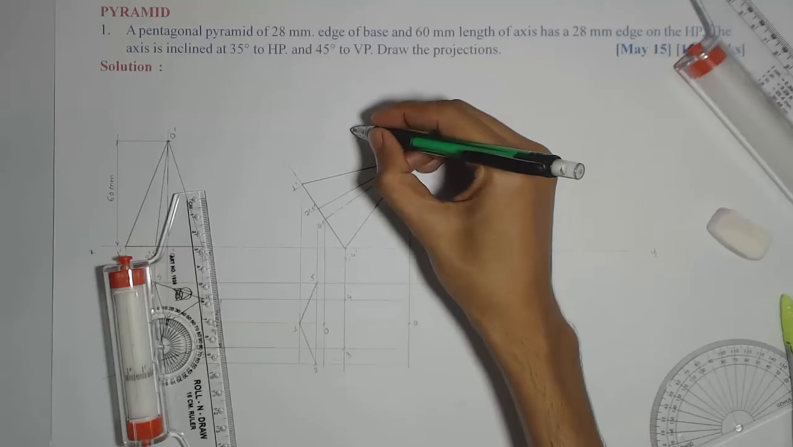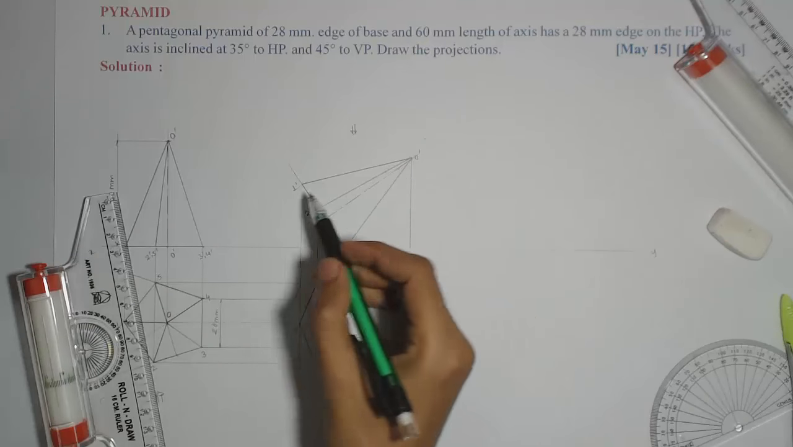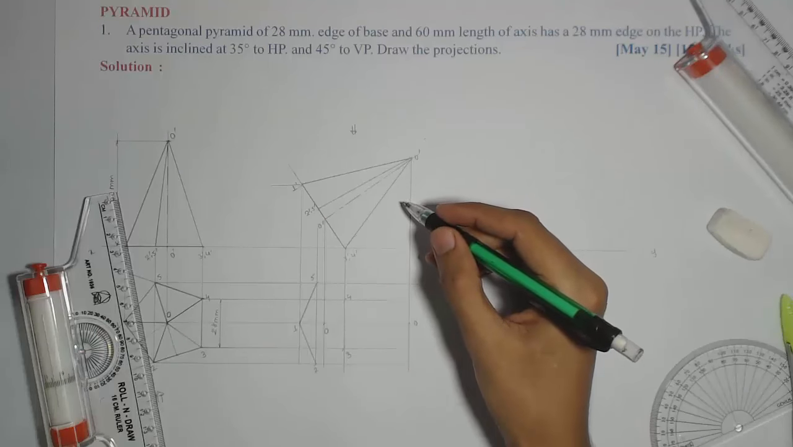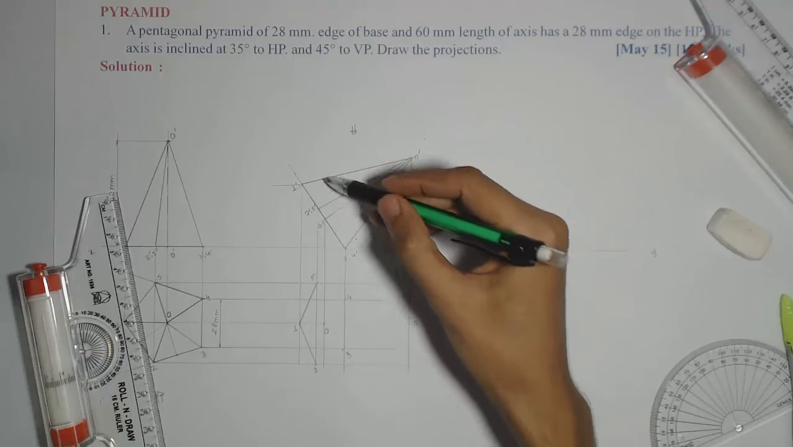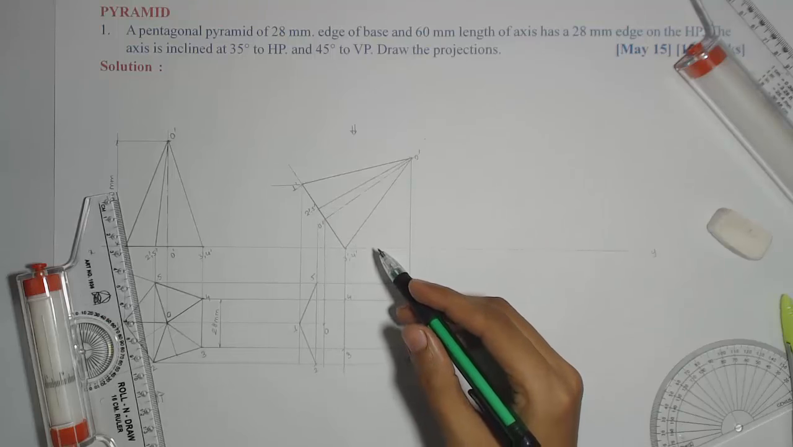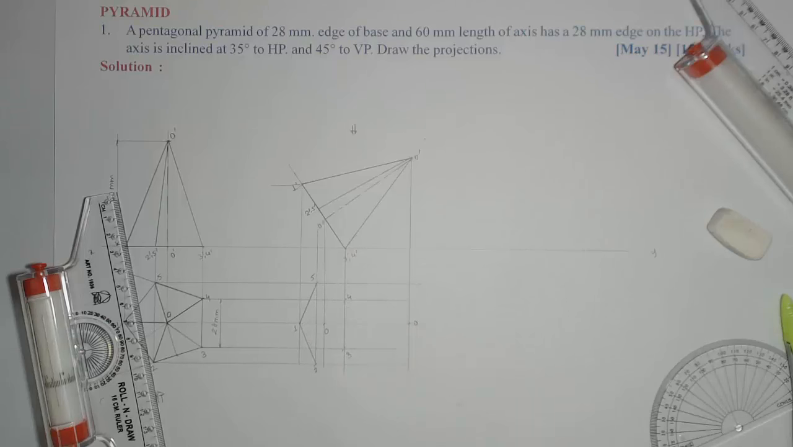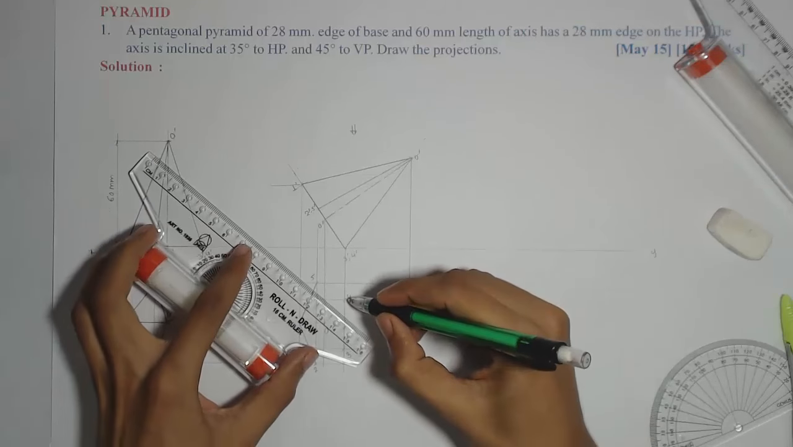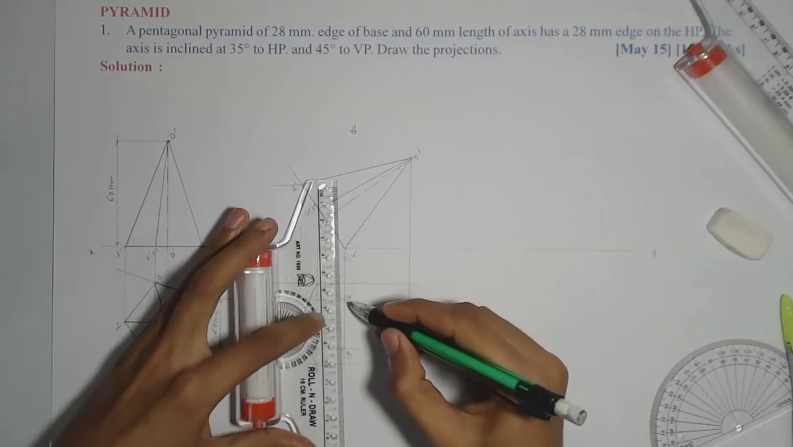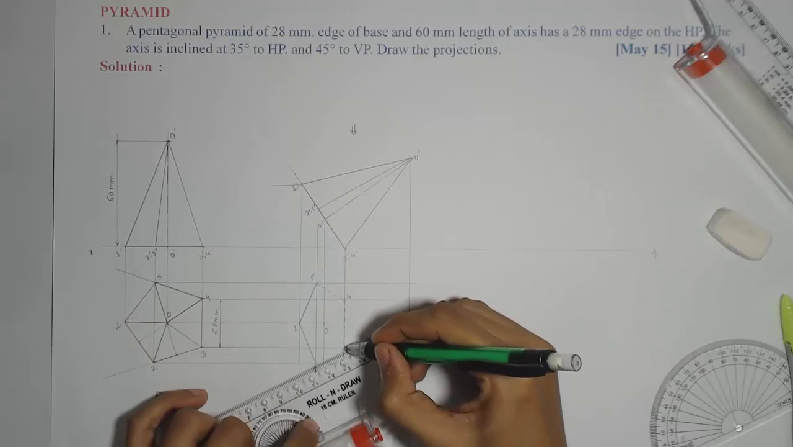For deciding the visibility, I need to see the observer position. For observer, the part above this line is entirely visible. That means this entire base, which is 1, 2, 3, 4, 5, is not visible to the observer. But out of the 5 edges, only 2 edges are lying on the boundary. So remaining edges, I should make dotted. So the remaining edges, 4 to 5, 3 to 4, are not visible to the observer, and 2 to 3. So I'm making them hidden.